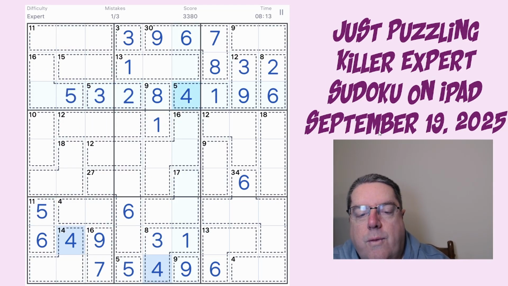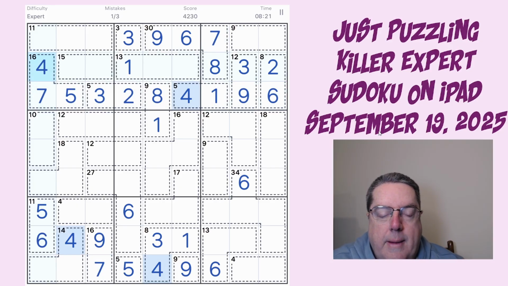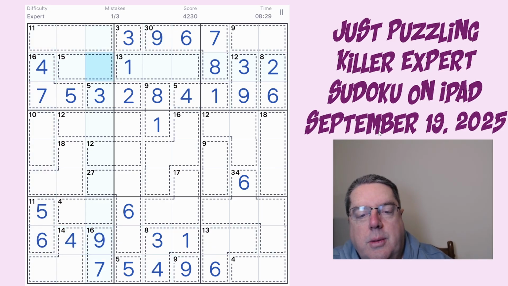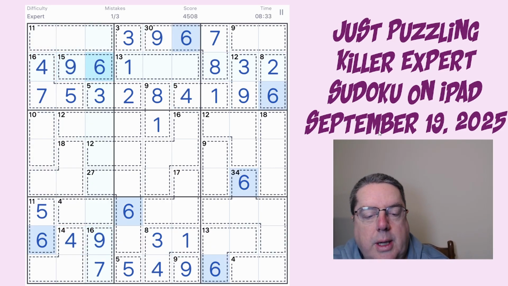1, 2, 3, 4, 5, 6, 7. And that adds to get it to 16, I need the 4. 4, 6, 5, 7, so that's going to be 2 and 8 or 1 and 9. So 9 can't be here, so this is a 9 and 6, so this must be a 9, leaving this to be a 6. 9 can be here or here. 2 and 8, 2 and 8, 1.